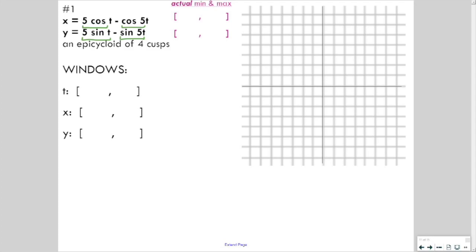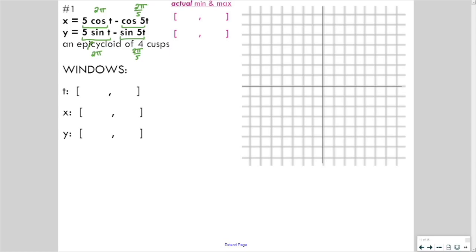Now, the standard period for sine and cosine is always 2 pi. That 5 on the outside here, that's our amplitude change, so that doesn't impact the period of these two terms. But when we move on to the second two terms, in x and y, the cosine of 5t, that's going to change the period to 2 pi over 5. Remember that it's the standard period divided by the frequency. In this case, our frequency is the 5 on the inside with t.